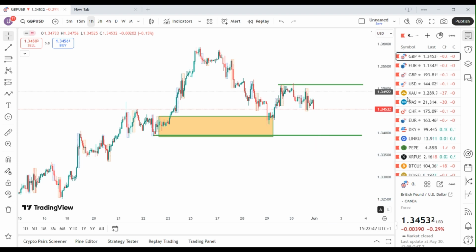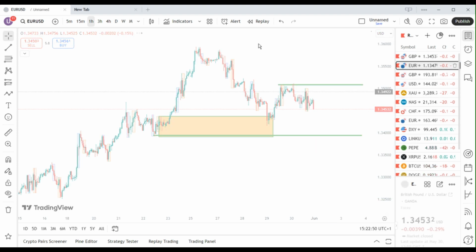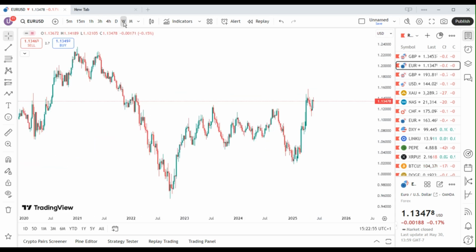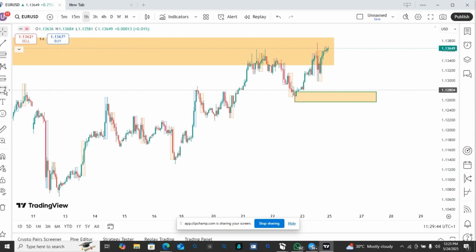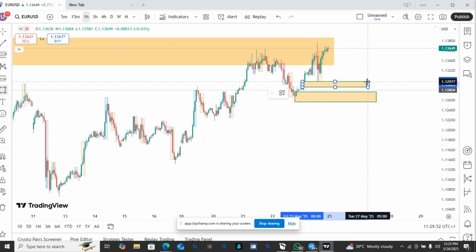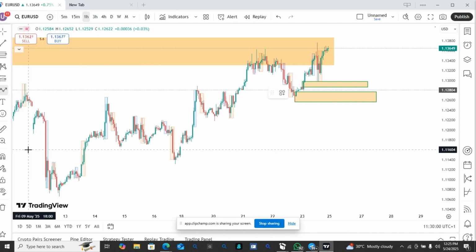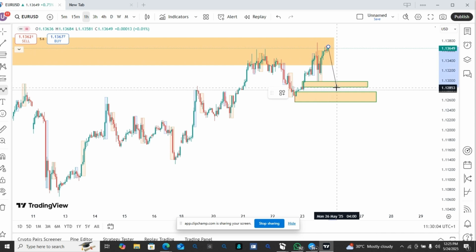The next pair on the list is Eurusd. Let's have a look at last week's analysis. Zone here, there's another zone here, this fair value gap. So if price comes down to this zone, we can move down to a smaller time frame and look out for a shift in market structure. If it happens at this zone, we'll buy from this zone. If it happens at this zone, we'll buy from this zone.